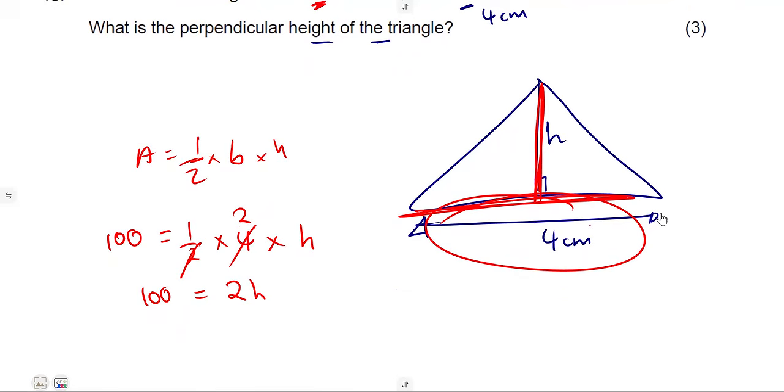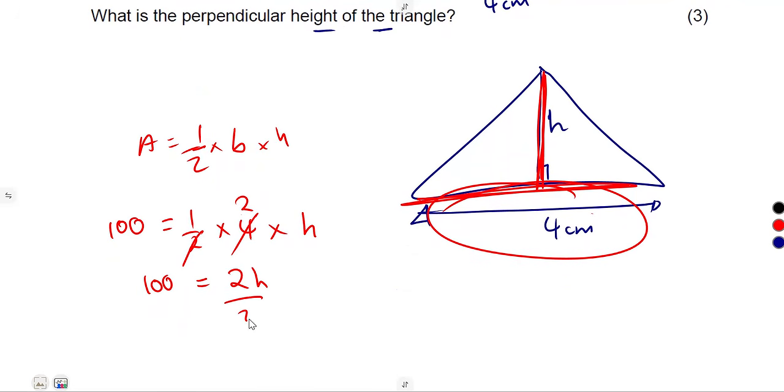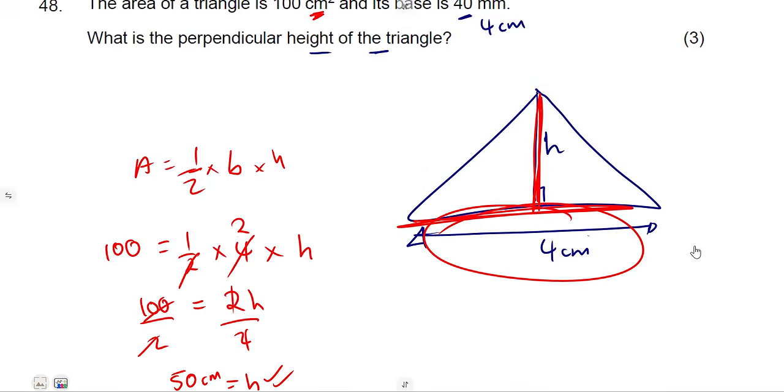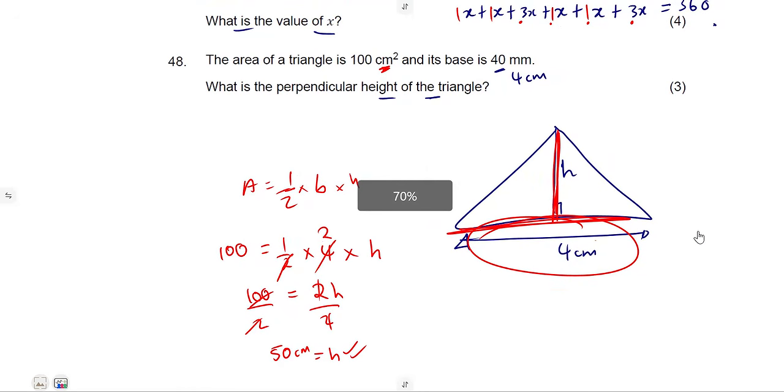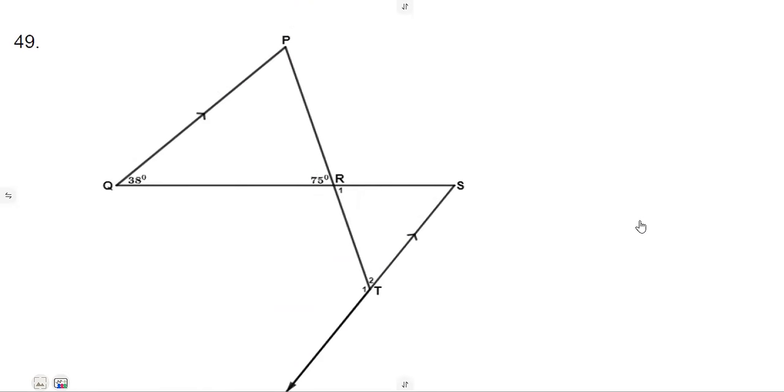Divide by 2 on both sides, and that's our height. We are done. So our height is going to be 50 centimeters, as we had the others. So we've got our height in centimeters just like that. So questions can be like that. They can be direct. You just need to apply the basics of what you know.